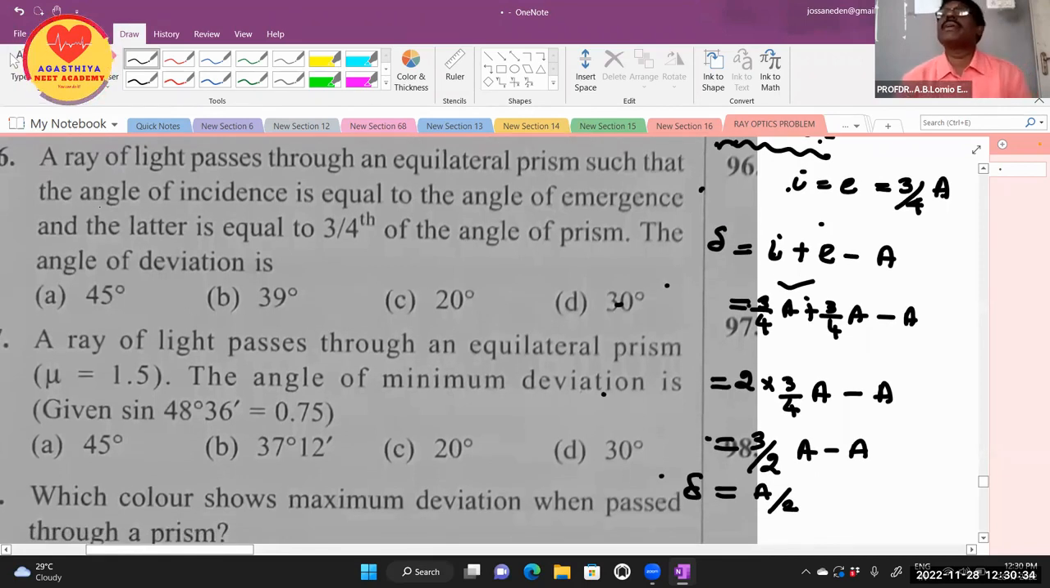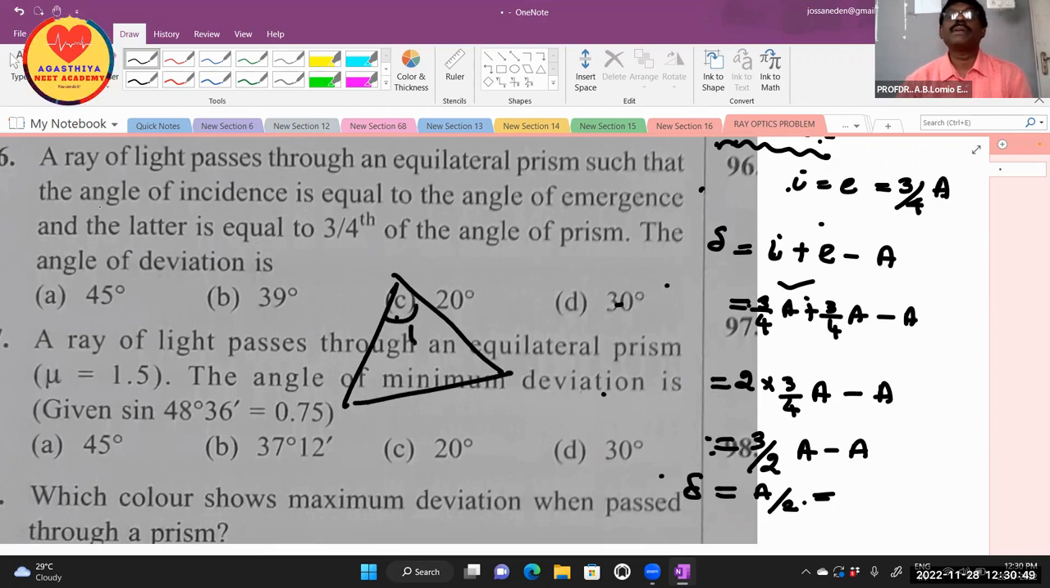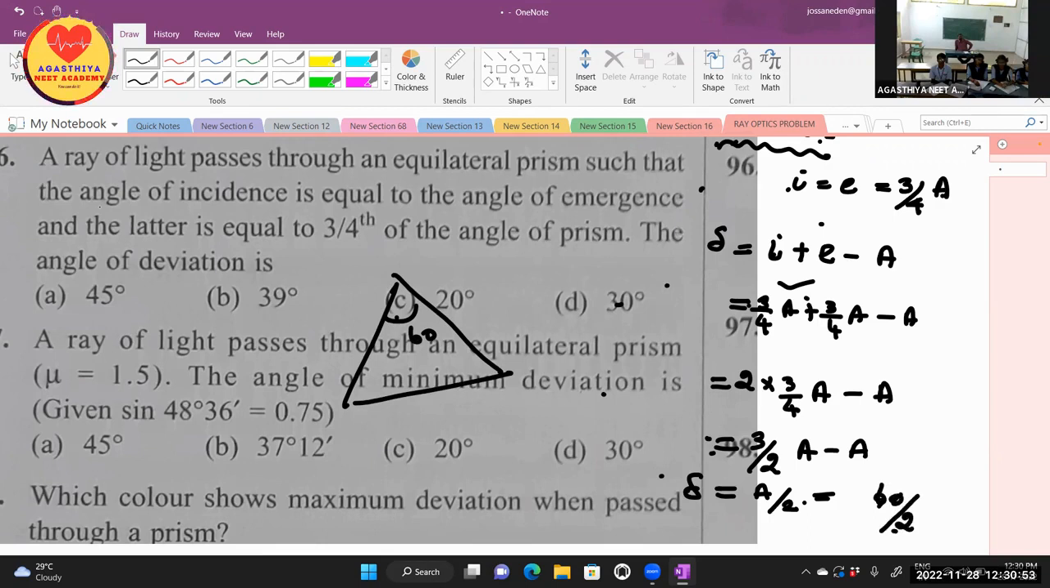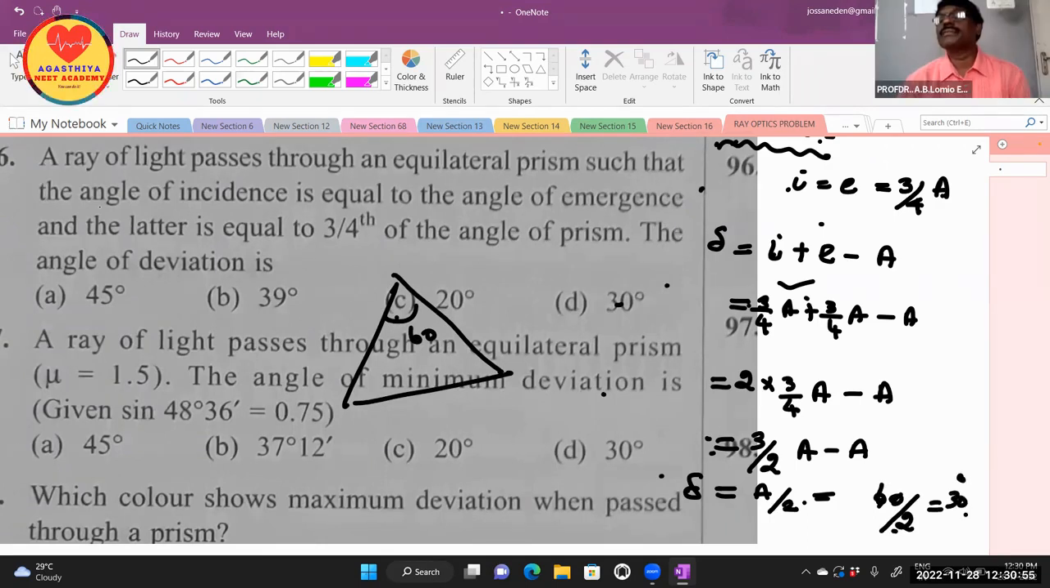In this problem, the answers are given in degrees: 45 degree, 39 degree, 20 degree. But we have obtained delta in terms of A. This is an equilateral triangle. Therefore, the angle of prism is 60 degree. 60 divided by 2 is 30 degree. Understand? Yes, sir.